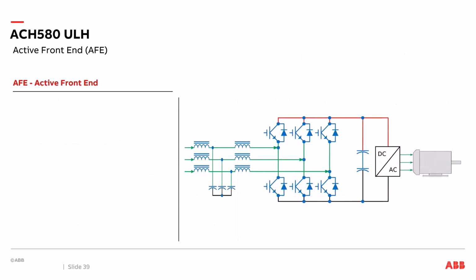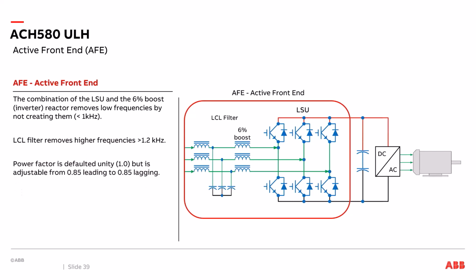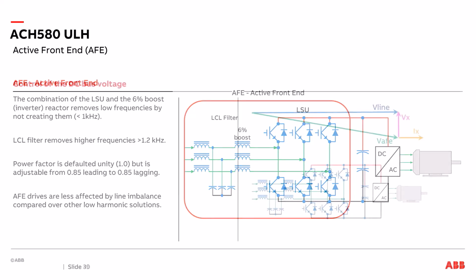Looking at the AFE, the active front end, the combination of the line supply unit and the 6% boost inverter reactor removes low frequencies by not creating them. These are frequencies less than 1 kHz. The LCL filter removes higher frequencies greater than 1.2 kHz. Power factor is defaulted at unity, but it is adjustable from 0.85 leading to 0.85 lagging. The active front-end drives are less affected by line imbalances compared to other low harmonic solutions.